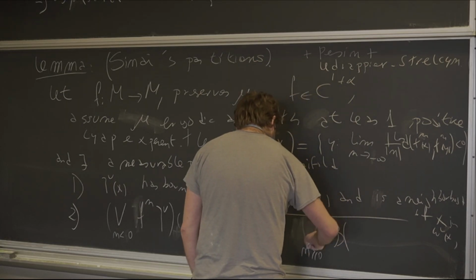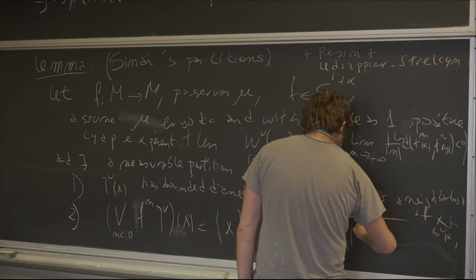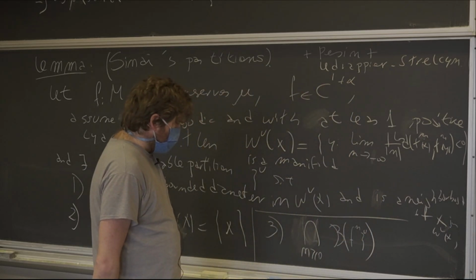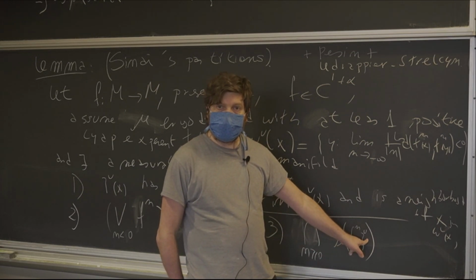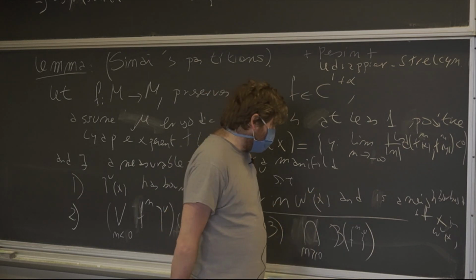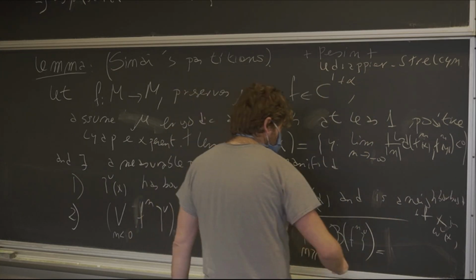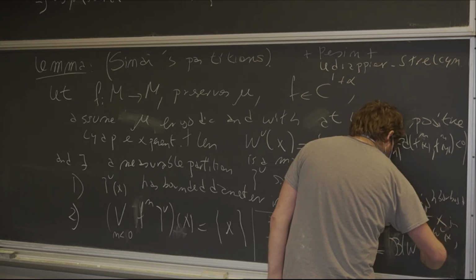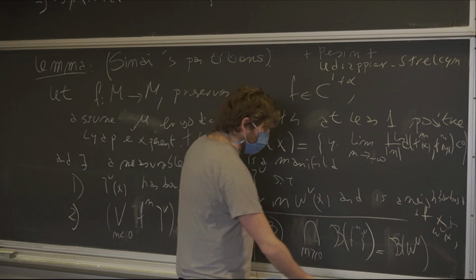This is the intersection of sigma algebras, B of f. So you take the sigma algebra generated by this partition, okay? And then you take the intersection over all n. And this is the partition into the unstable manifolds. So this is the Borel sigma algebra mod 0, of course.